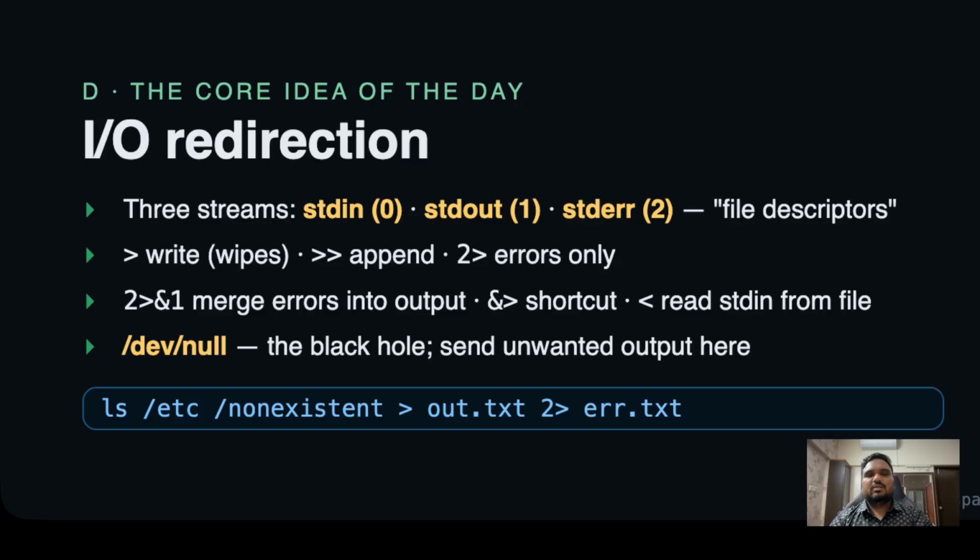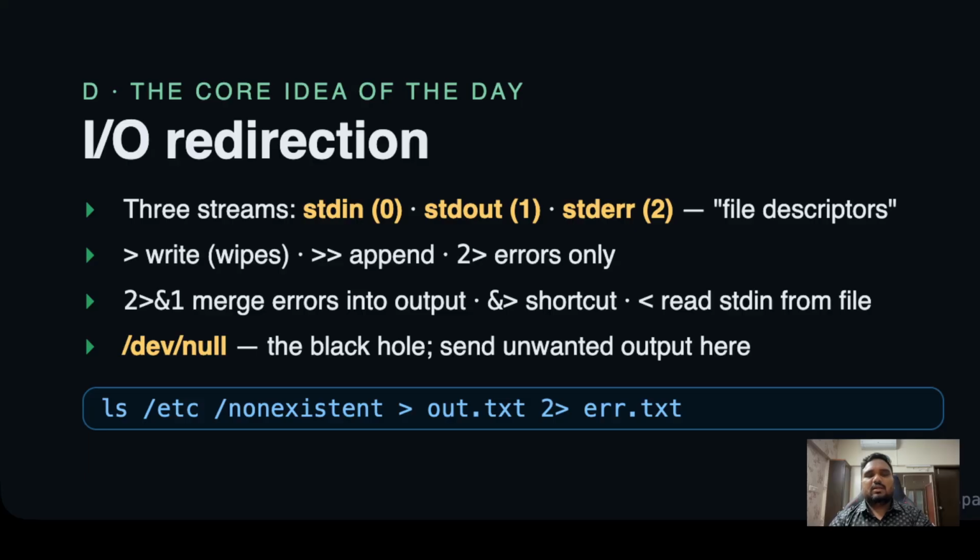Standard error, number 2, is where error messages go, also the screen by default, but kept as a separate stream on purpose. Those numbers 0, 1, 2 are called file descriptors. Now the power move: you can redirect any of these.